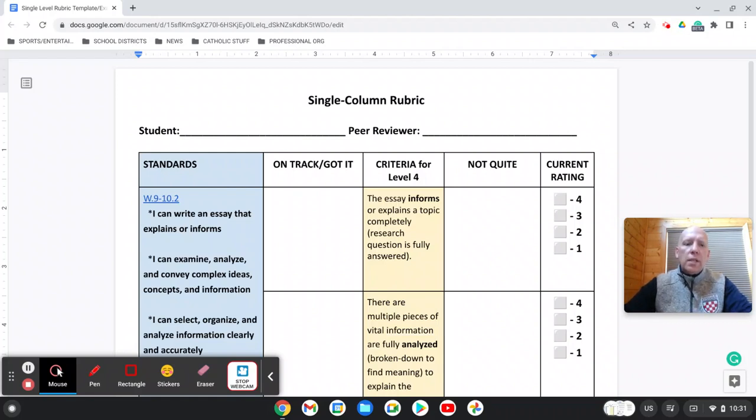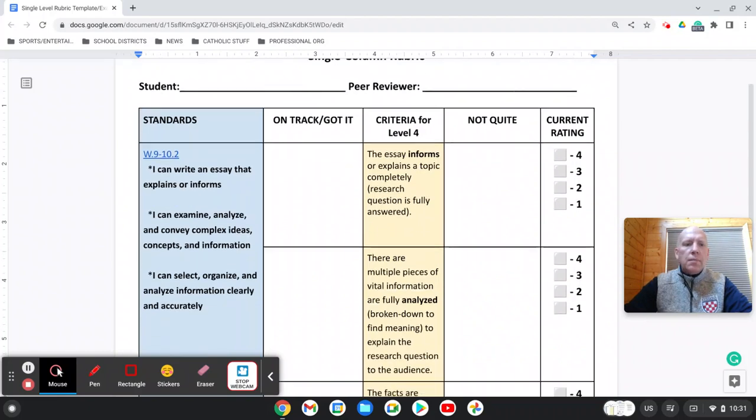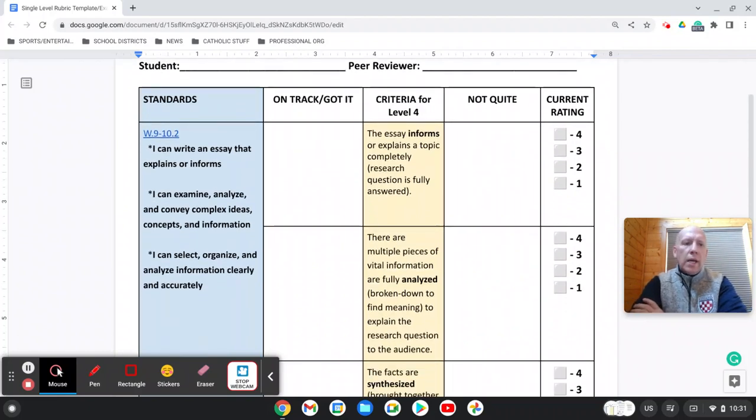But you'll notice here we have the standard, and that's a link to the state standards, standard writing 9-10.2. Here are the I Can statements that we produce off of those standards, off of that specific standard.